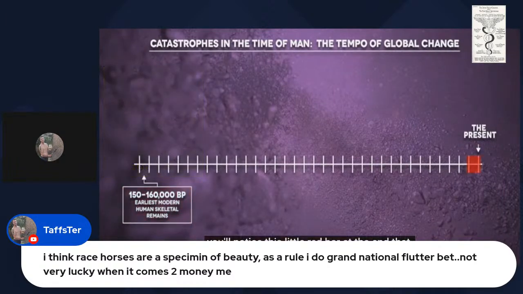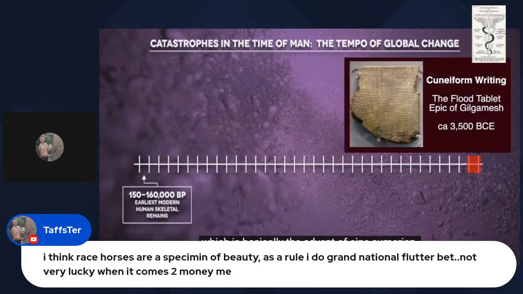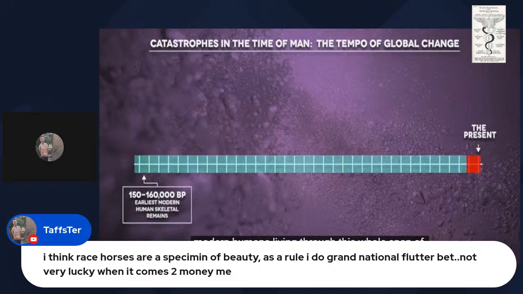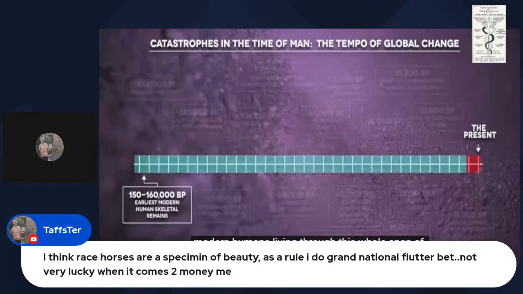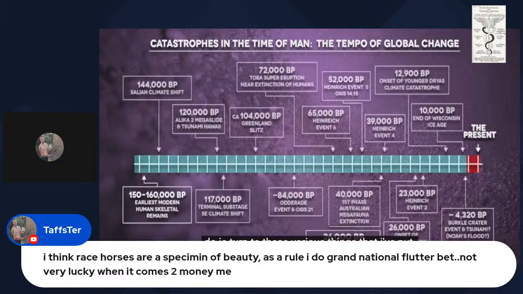You'll notice this little red bar at the end. That red bar represents the span of recorded history, which is basically the advent of Sumerian cuneiform writing. So if it turns out that there were modern humans living through this whole span of time, why is there no history? Well, now what you've got to do is turn to these various things that I've put on here.